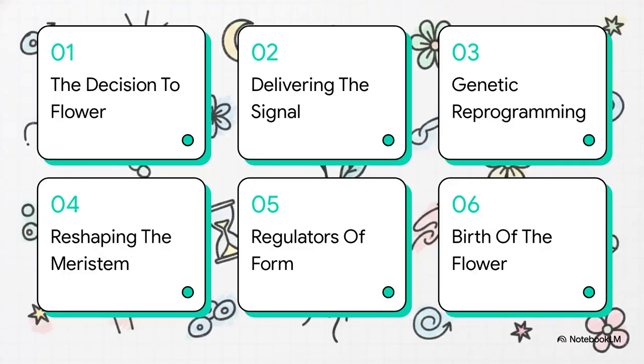To break this all down, we'll follow a 6-step agenda today. 1. The decision to flower. 2. Delivering the floral signal. 3. Hormonal and genetic reprogramming. 4. Reshaping the apical meristem. 5. Master regulators of form. And finally, 6. Birth of the flower.